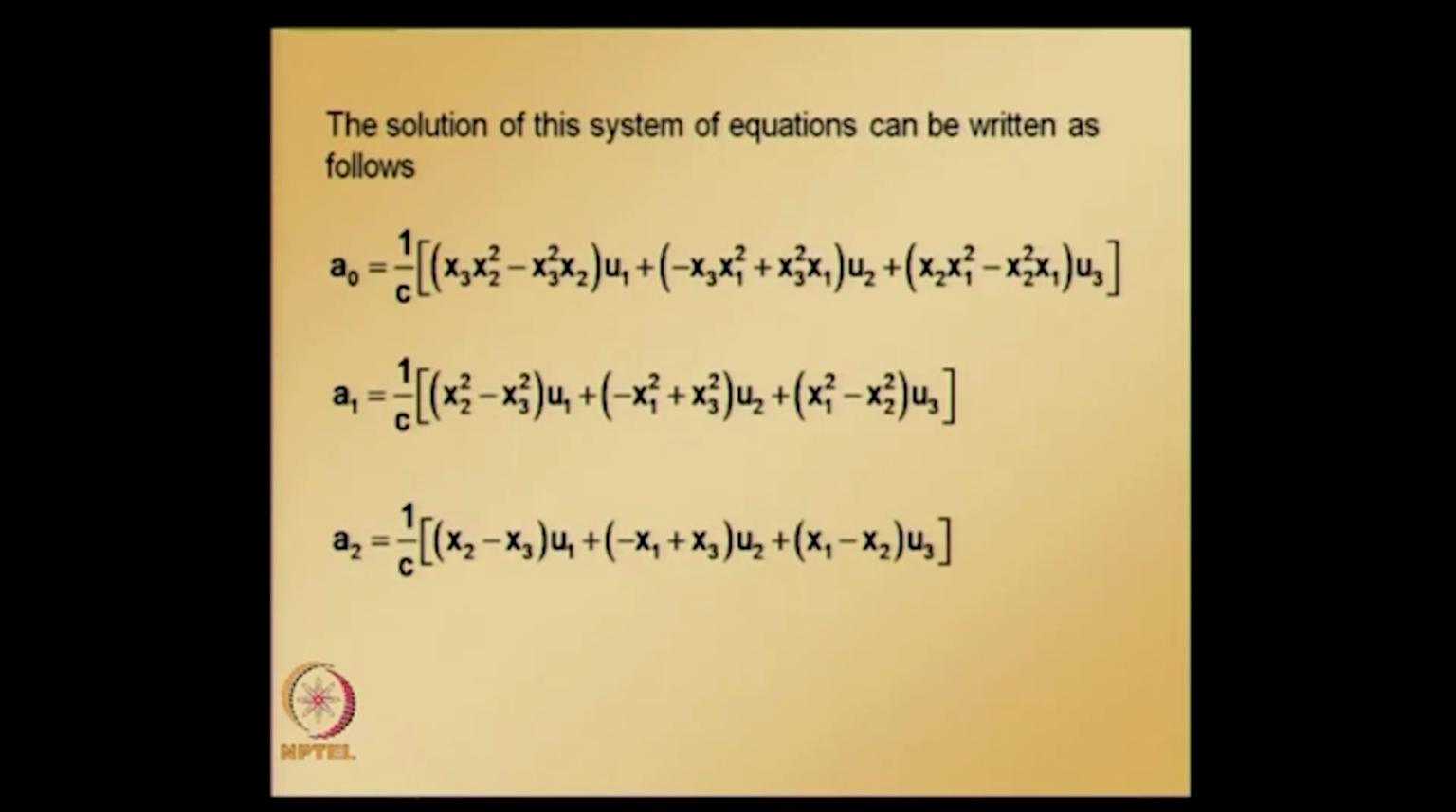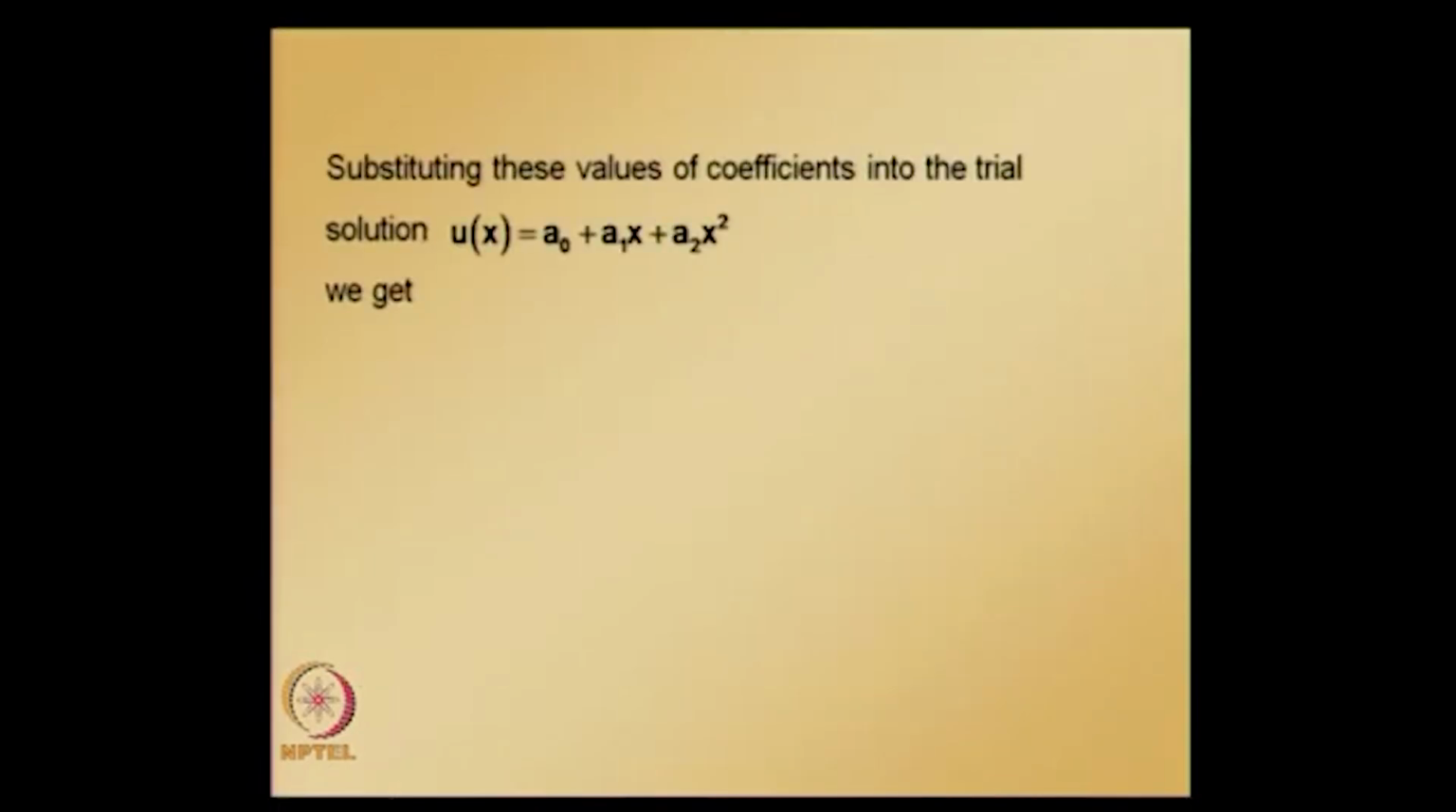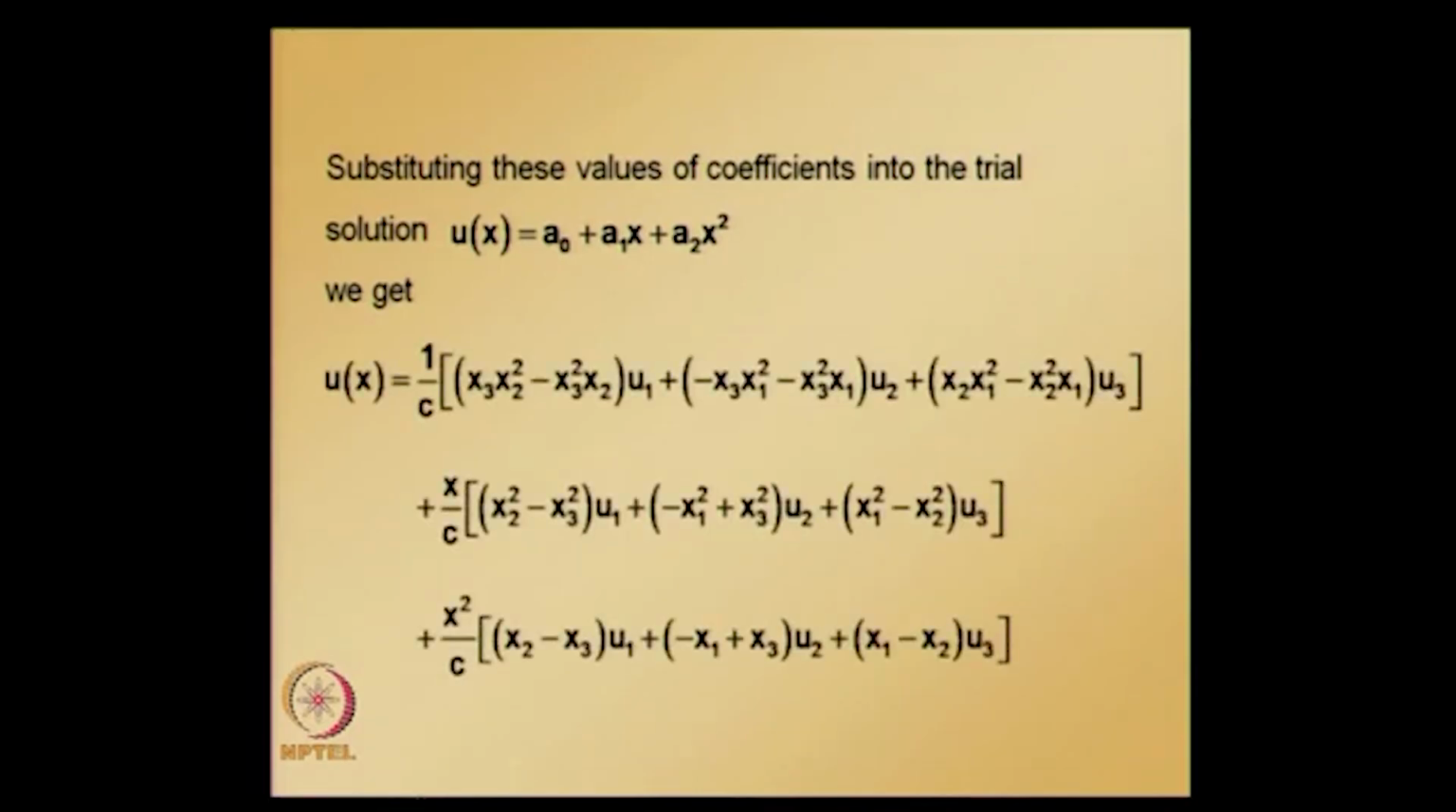Once we solve for a naught, a1 and a2, here the constant or the parameter c is defined like this. So, solving 3 equations for a naught, a1, a2, we got the corresponding values, and now substituting these values of coefficients back into the trial solution, we get this one, and this equation can be rearranged in such a way that the terms containing u1, u2, u3 are grouped together.